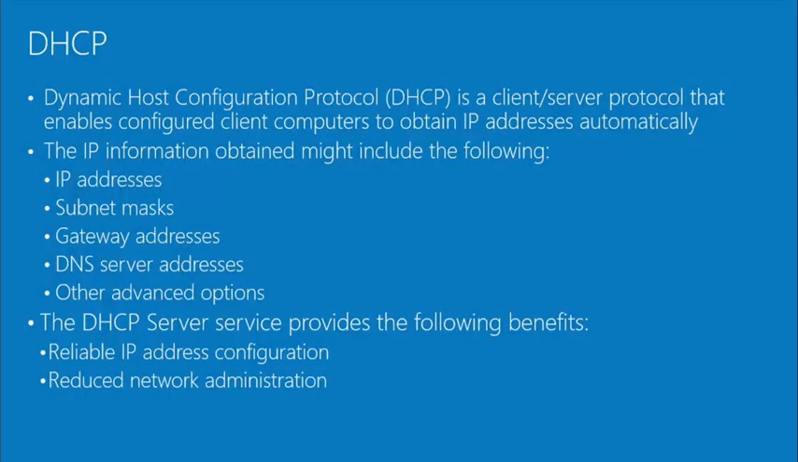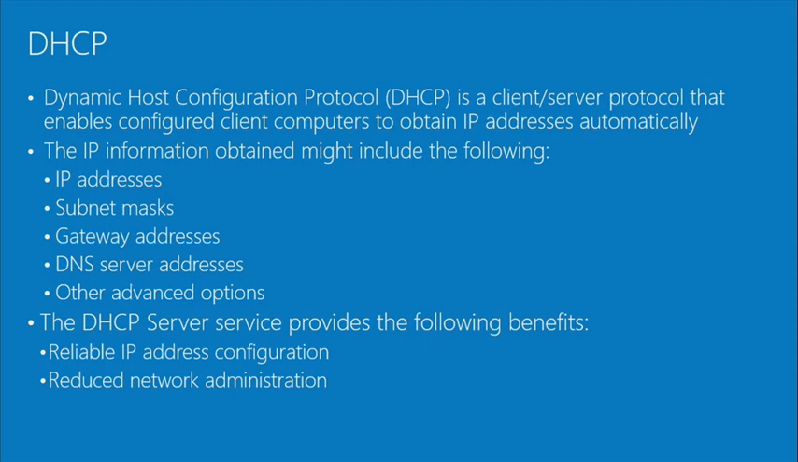So let's go back to, we were talking about manual entries, static entries. Initially, computers or devices had to have static entries for their IP configuration. Their IP address, their DNS information, their gateway, all of this information had to be added statically and configured manually on the system. DHCP allows for automagic configuration. Not just automatic, but there's magic in there. So it's a client-server protocol that enables configured client computers to obtain IP addresses automatically.